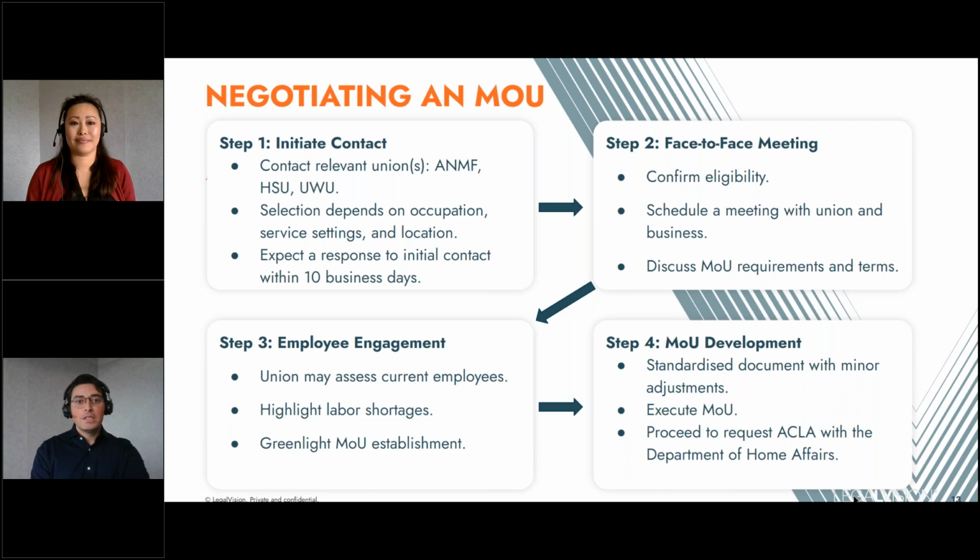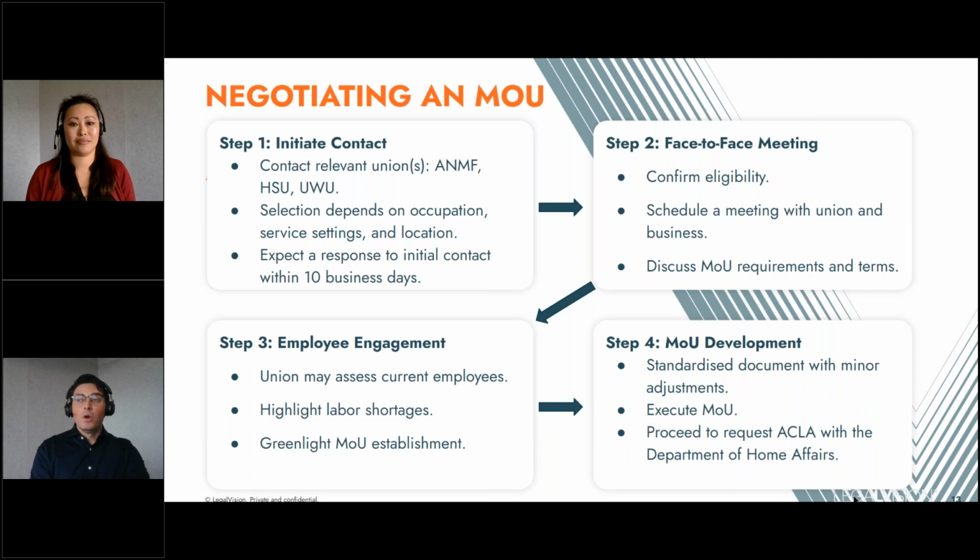Now, which of these do you need to contact will depend on which ANZSCO occupation you wish to rely on. You may need to contact 1, 2, or in some limited cases, all 3. And once you establish that first contact, we understand that these unions may take up to 10 business days to reply.